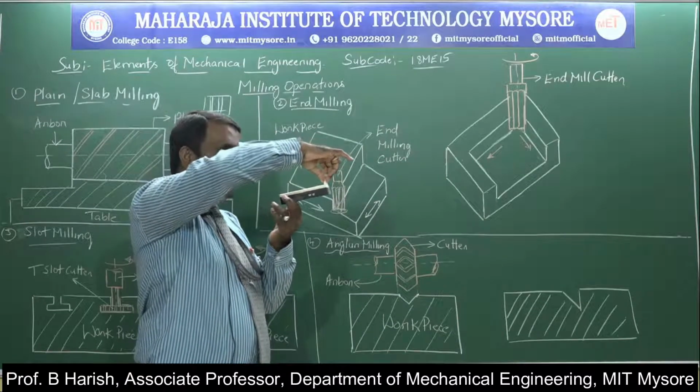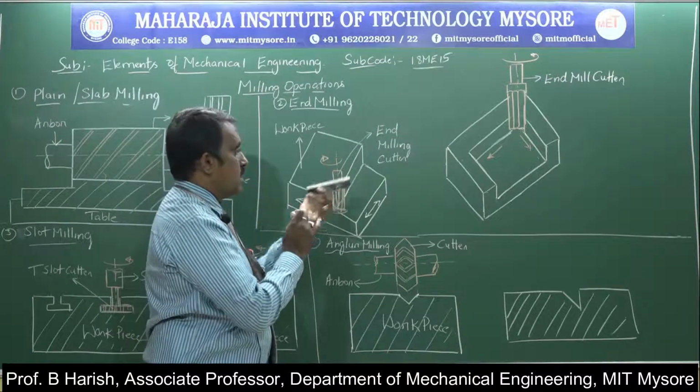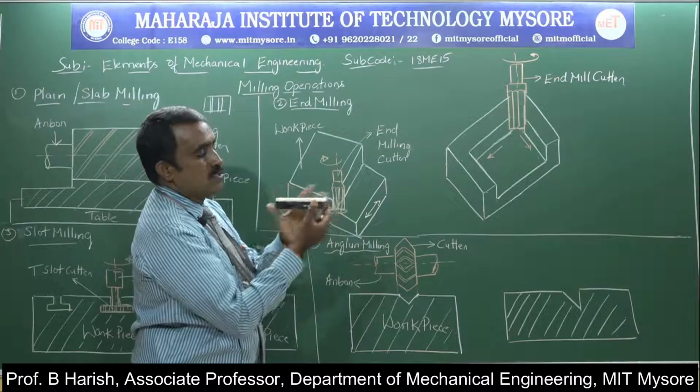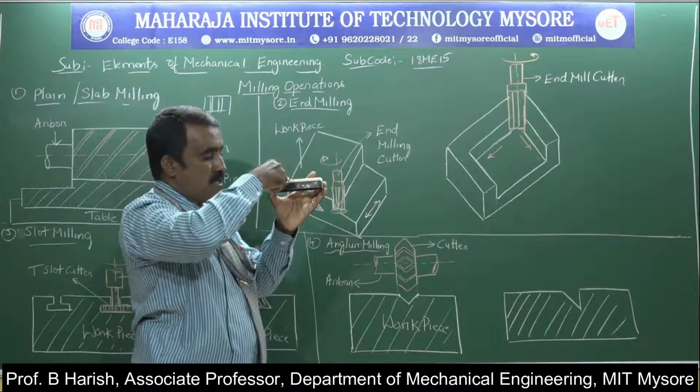So the material is removed on the end surfaces, that is this end, or it can be this end also. There are four ends here. As the cutter is brought in contact, the material is removed.